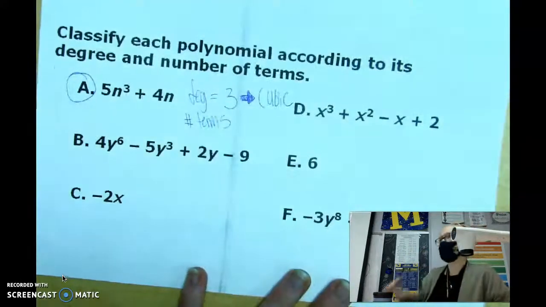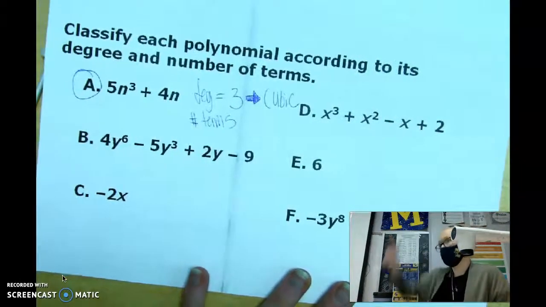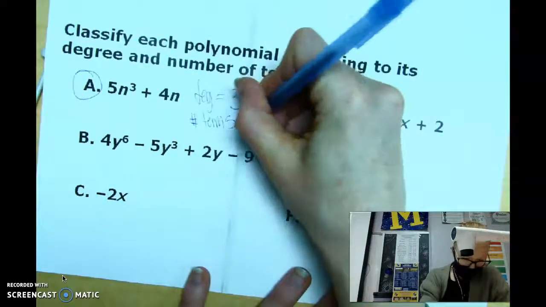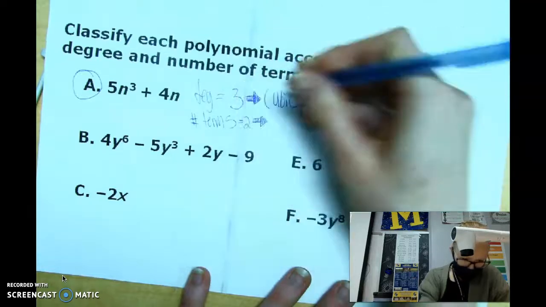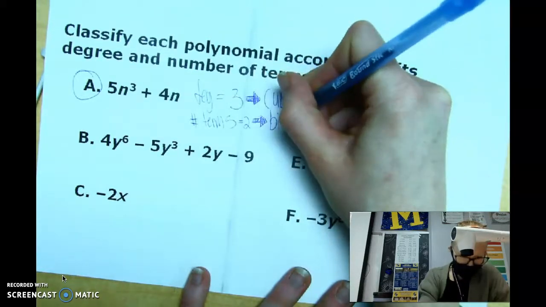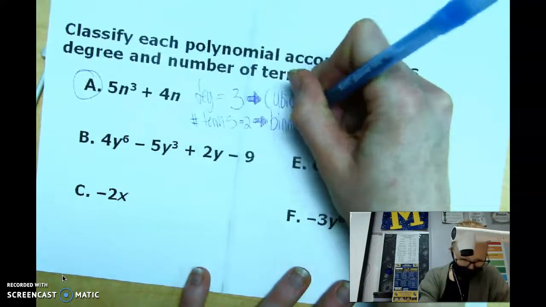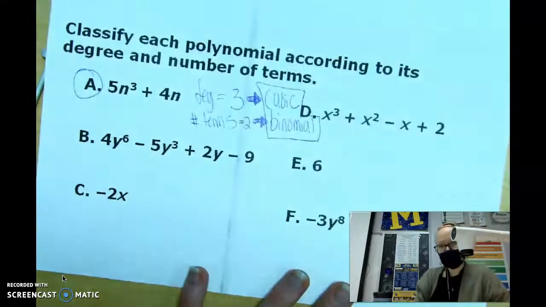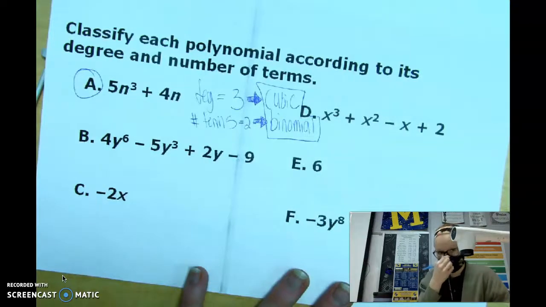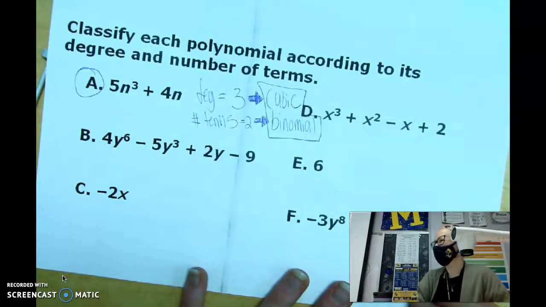How many terms do I see? How many different pieces? I see 2 separate pieces. So this is a cubic. What's the other word? Binomial. That sort of makes sense.